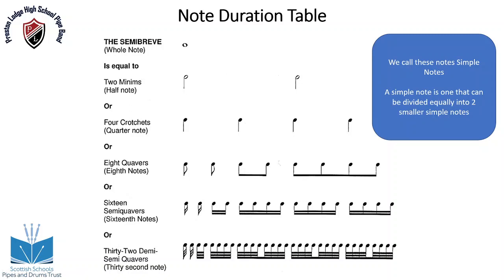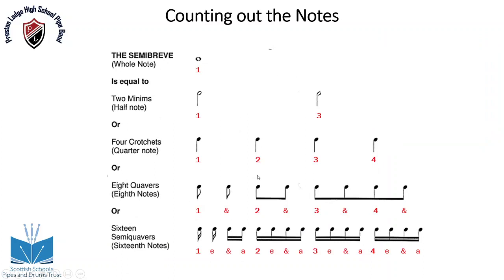Alright, a simple note is a note that can be divided into 2 notes of equal or lesser value, or 2 smaller simple notes. Okay, so you see that this note can be split in half, this one can be split in half, these two can be, they can all be split in half, every single one of them. And this is how we counted it.